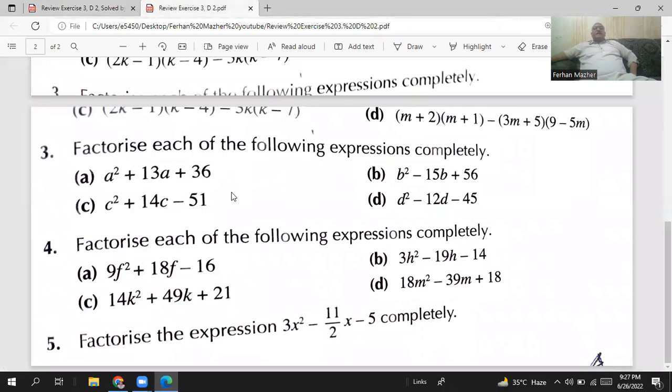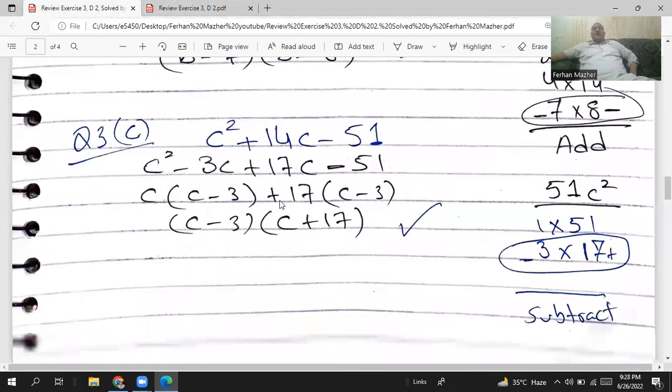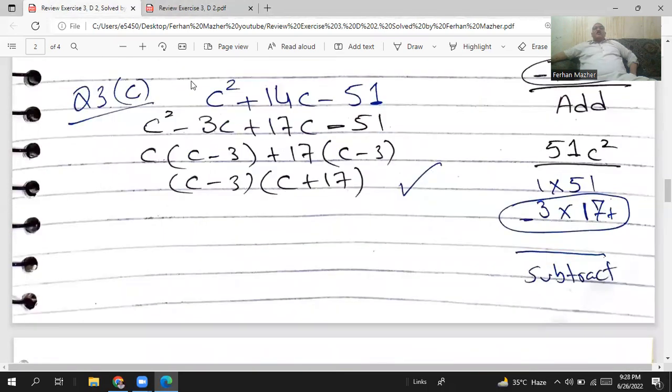Question number 3, C part, it is c square plus 14c minus 51. So we have to factorize. Okay, so we will multiply the extreme terms, you get 51c square. We will write the pairs, factors of 51. So it will be 1 into 51 and 3 into 17. By subtraction, because the third term sign is negative.